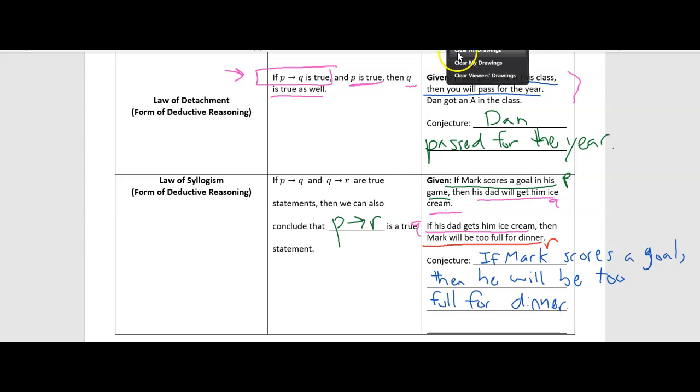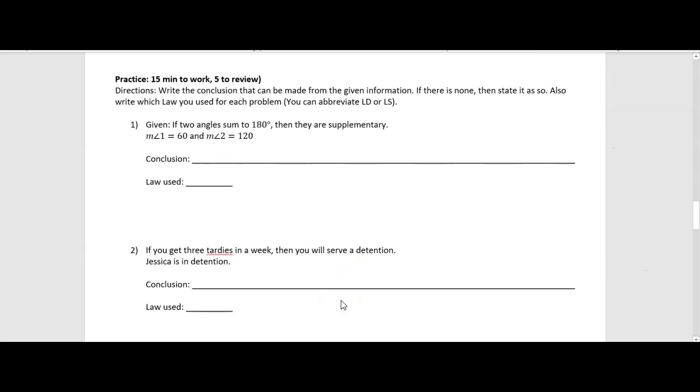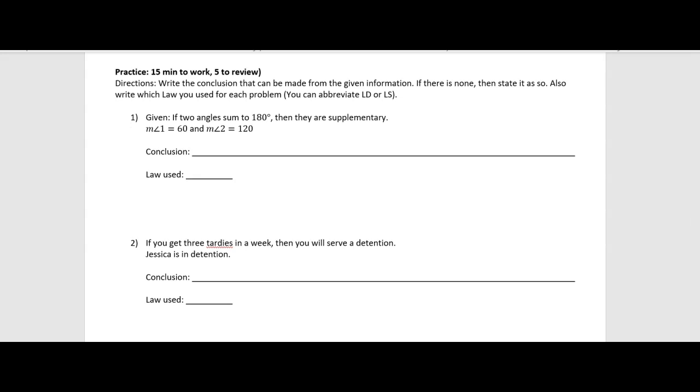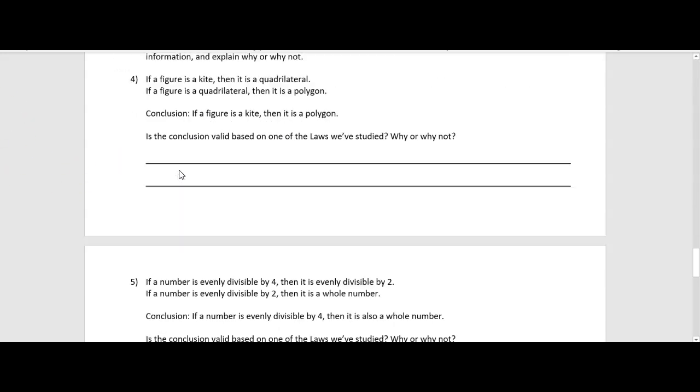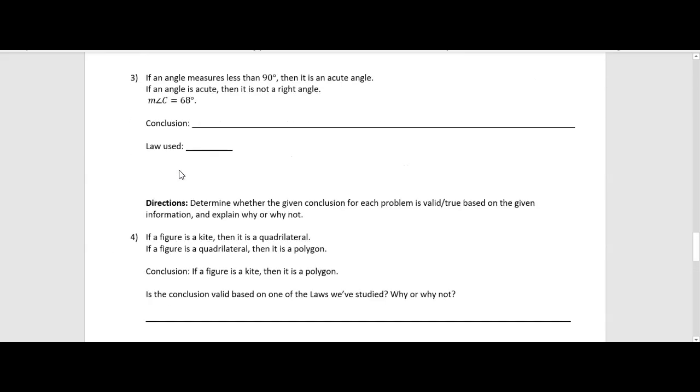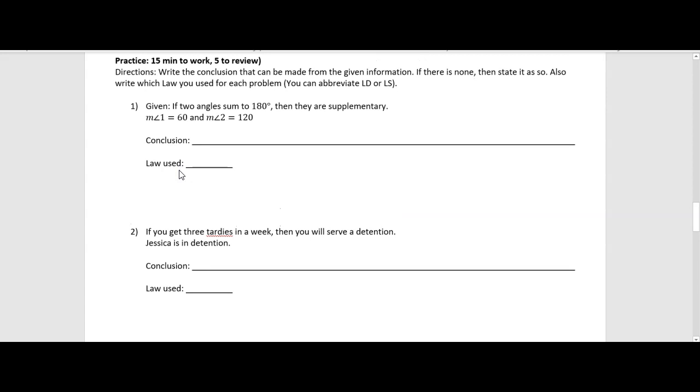All right, we're getting close to 15 minutes, so let's see if we have some practice. And we are just going to make this one video. It may go a little over 20 minutes, but I think that's going to be better than breaking it up into two. So here's our practice. It says, write the conclusion that can be made from the given information. If there is none, then state it as so. Also write which law you used for each problem. You can abbreviate the law of detachment as LD and the law of syllogism as LS. So take some time to work through these. You have 1, 2, 3, we'll just do 1, 2, and 3 for now. And then we will come back and review.